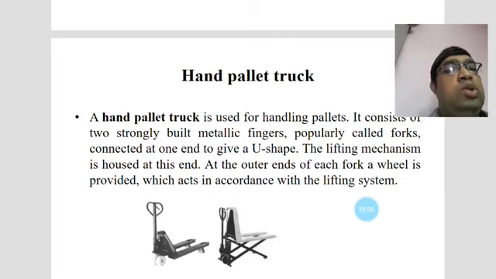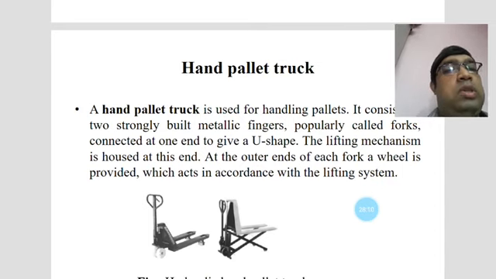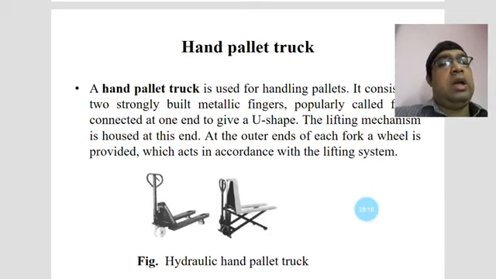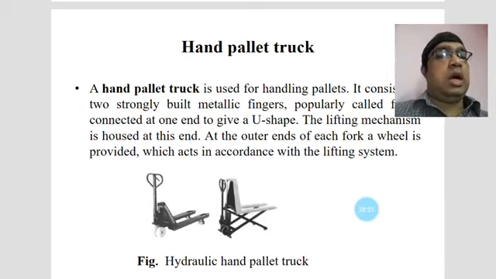The U shape, the lifting mechanism is housed at the outer ends of this fork. A wheel is powered, which acts according to the lifting system. The hydraulic pallets and hydraulic hand pallet trucks will be here, and this will push some force to these places, and your materials will be moved.